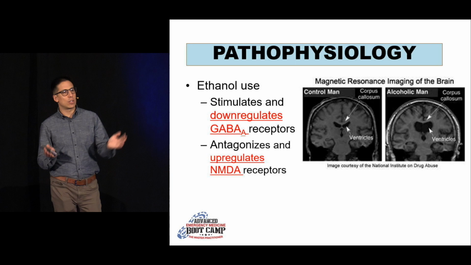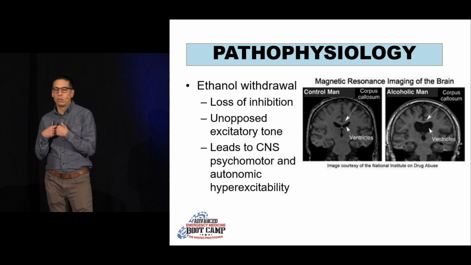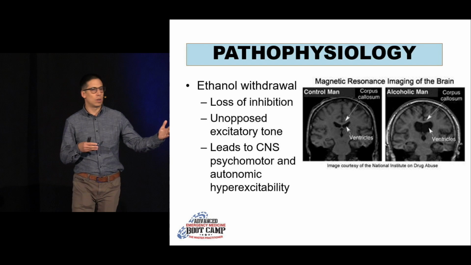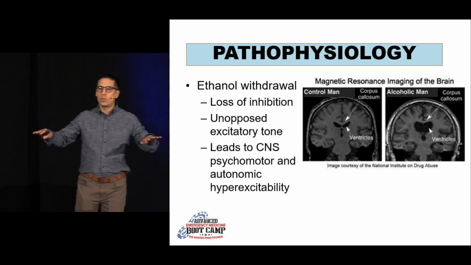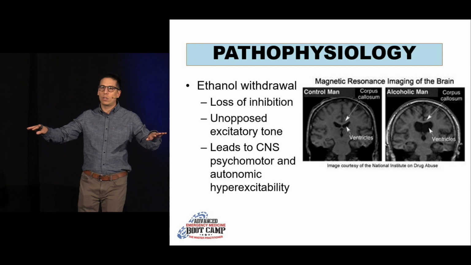Now, take away the ethanol, and you've got loss of that GABAergic inhibition, and you've got all this excess excitatory tone, right? If you take a brain and you grind it up and then you spread it out on a slide and you do immunohistochemical staining to figure out the proportion of relative receptors, you're amazed that we're not seizing all the time. We've got so many stimulatory synapses in our brain, right? And the only thing that keeps us from just flipping out and going into status all the time is that we have this chronic inhibitory tone from GABA.